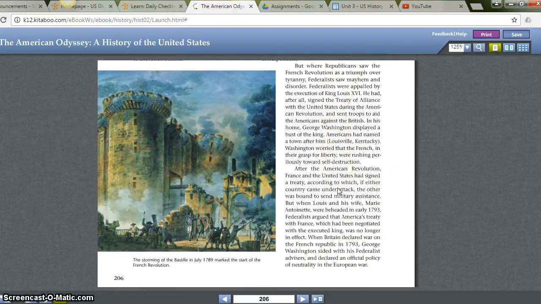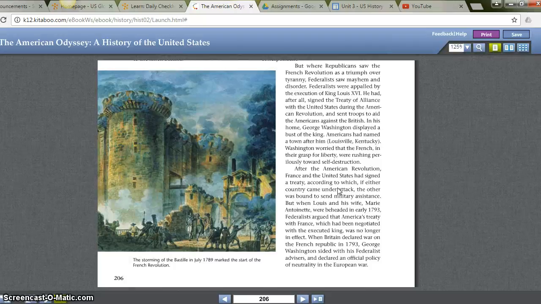But where the Republicans saw the French Revolution as a triumph over tyranny, Federalists saw mayhem and disorder. Federalists were appalled by the execution of King Louis XVI. He had, after all, signed the Treaty of Alliance with the United States during the American Revolution and sent troops to aid the Americans against the British. In his home, George Washington displayed a bust of the king. Americans had named a town after him, Louisville, Kentucky. Washington worried that the French, in their grasp for liberty, were rushing perilously towards self-destruction.